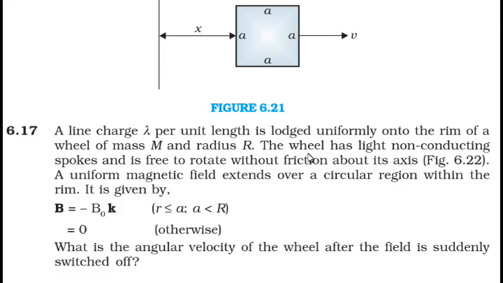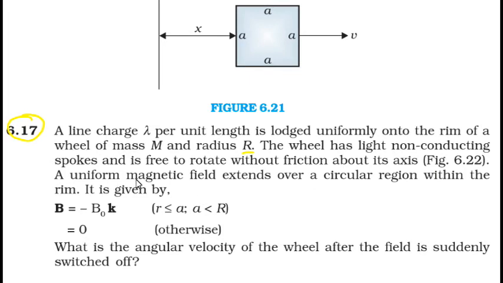So the last question of this exercise is 6.17. A line charge lambda per unit length is glued uniformly on the rim of a wheel of mass m and radius r. The wheel has light non-conducting spokes and is free to rotate without friction about its axis.